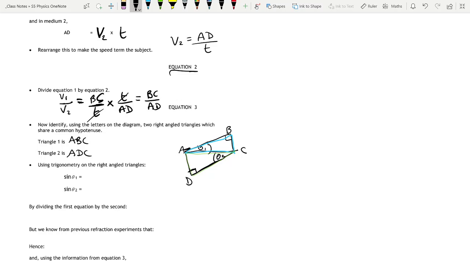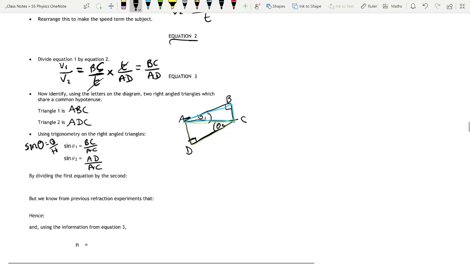Right, using trigonometry on the right-angled triangles. So sine theta is opposite over hypotenuse. That kind of trigonometry. So sine theta 1 is opposite, so BC over the hypotenuse, AC. And sine theta 2 is opposite, so AD over the hypotenuse, AC.